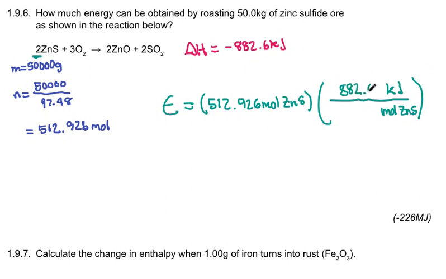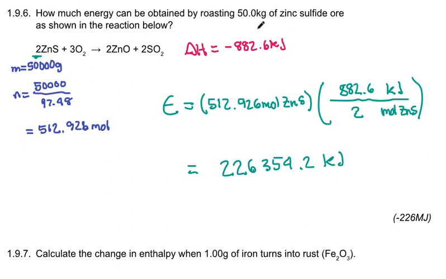That's not exactly the same way I've said this the other times, but I'm trying to not bore you to death by doing the same rant every time. So, if we calculate all this, 882.6 divided by 2 times 512.926, and I get 226,354.2 kilojoules.